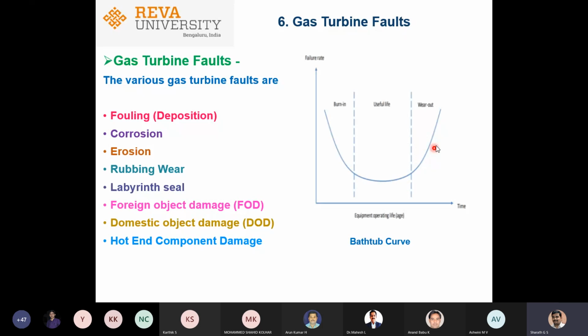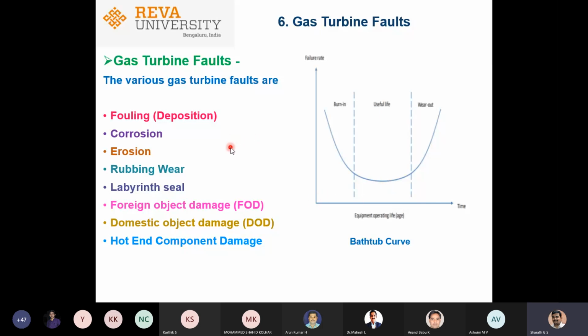This is where the failure occurs, and this is where maintenance comes into play. This is where condition-based maintenance, digital twins, and all the new technologies come into play, to decrease the failure rate and take it close to the TTL. That's very, very critical. Now we will see some of the gas turbine faults.